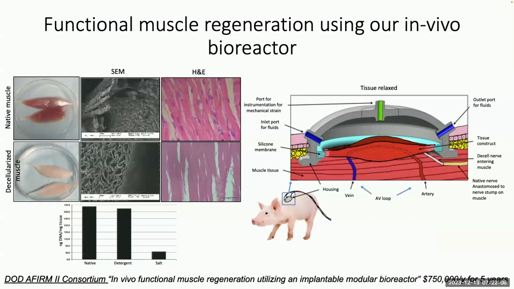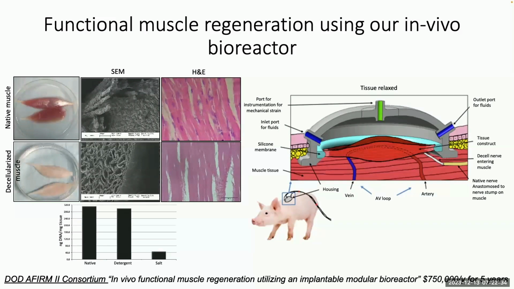So then, still at Northwestern, I wrote another grant for functional muscle regeneration, and very similar, using our in vivo bioreactor with a piezo motor, you can have stretching. The idea was to create an environment where you can regenerate muscle. So muscle was decellularized and implanted into animals, and then we have this stretching part.